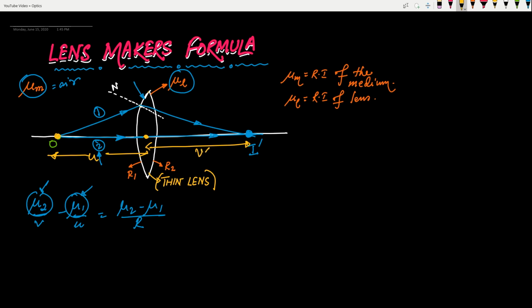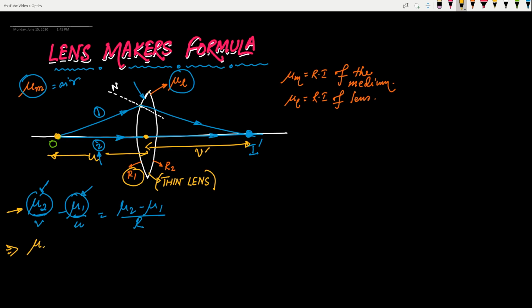Why v dash? Because this is not the final image. Okay, there will be again refraction in the second surface. We'll be looking into that. So if you use all the data that we know, and this is the radius of curvature of the first surface, we'll be taking into account this one also. So if you use all this data in this equation, then what will happen?